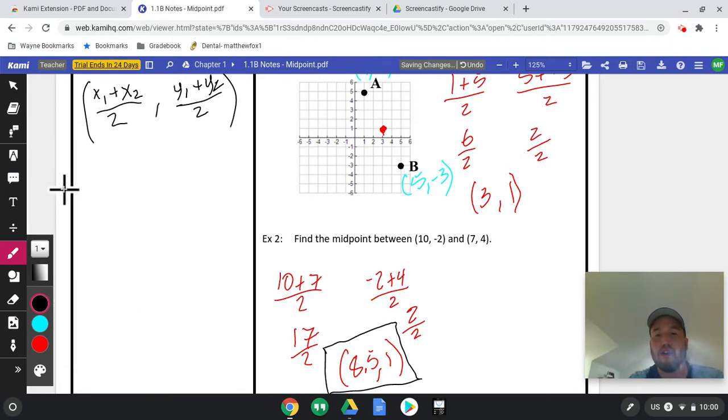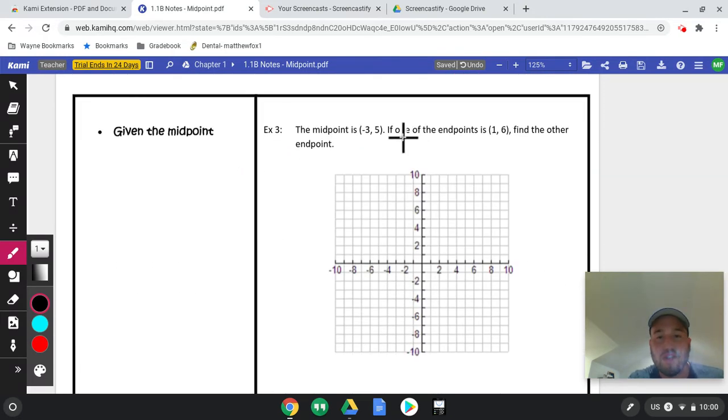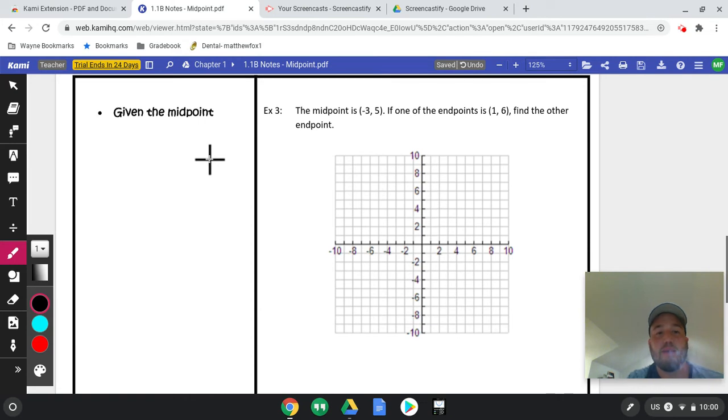All right, so go ahead and flip it over to the back. And sometimes, instead of finding the midpoint, you're going to have the midpoint and one of the endpoints, and you have to find the other endpoint.